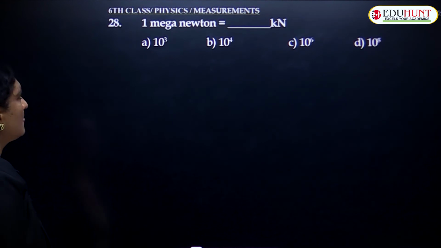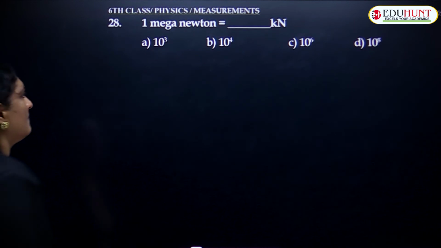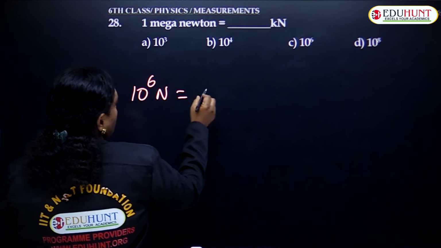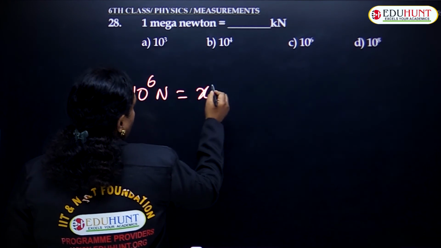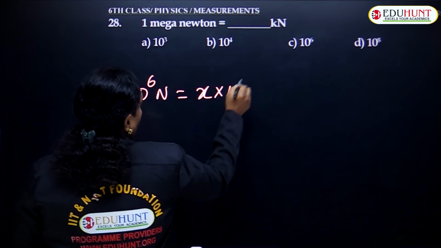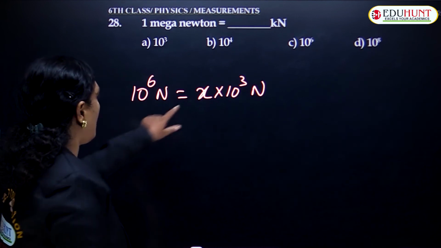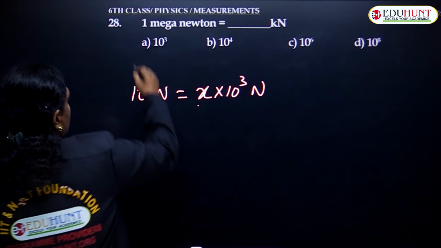It is used. 1 mega Newton is equal to how many kilonewtons? Mega means how much, children? 10 power 6. So, 1 mega newton is 10 power 6 newtons. Equal to how many kilonewtons they have asked you. Kilo means 10 power 3 newtons. So how much is there, children? Here how much is left over? 10 power 3 is left over. Hence your answer is A.